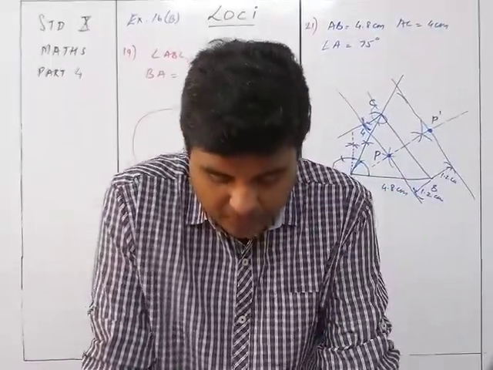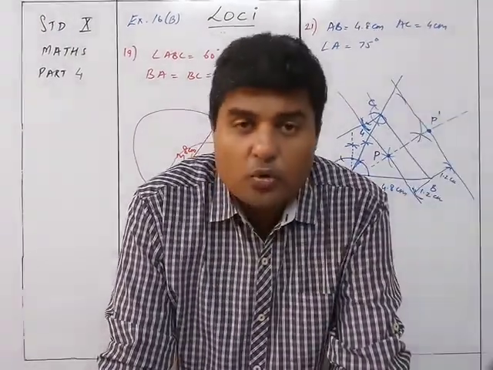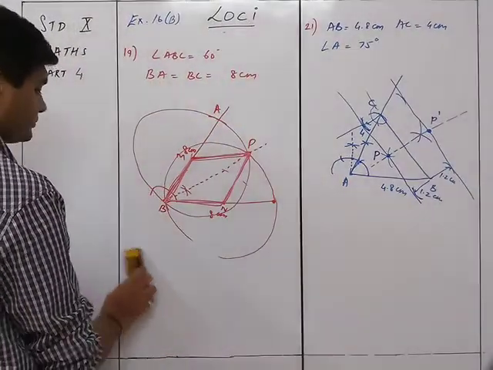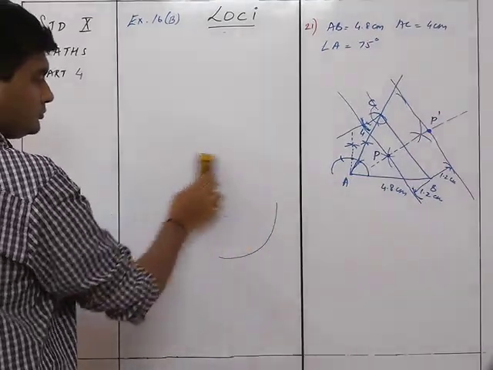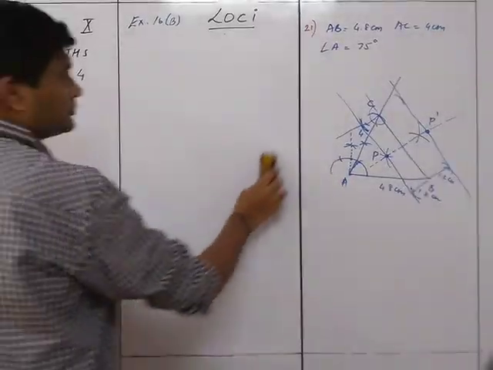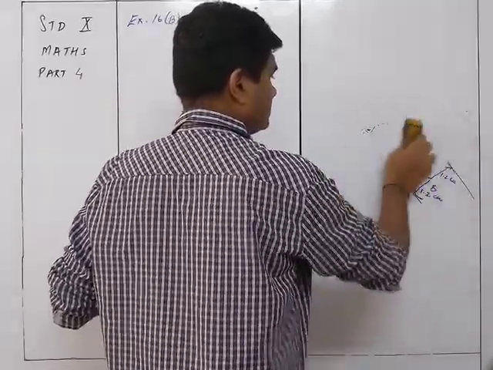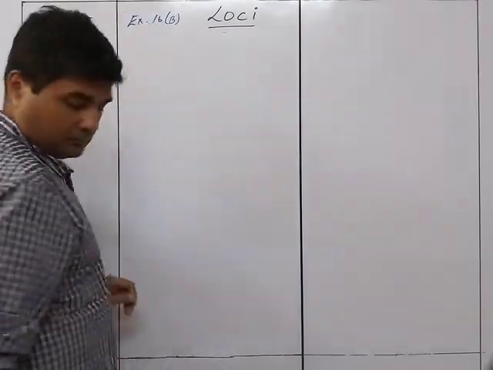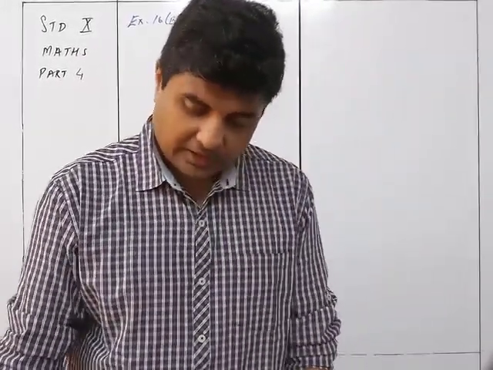So that was sum number 21 about locus. We now move on to sum number 23.